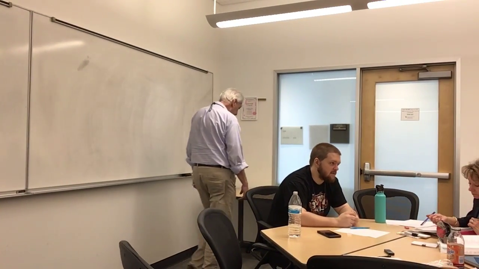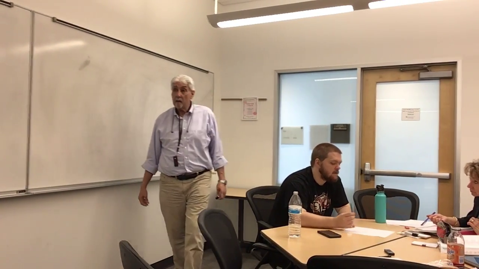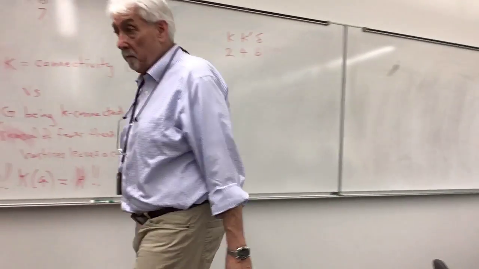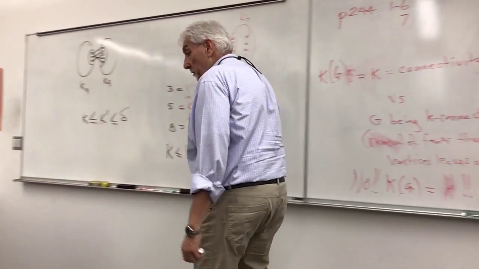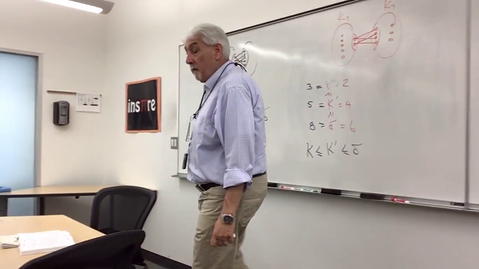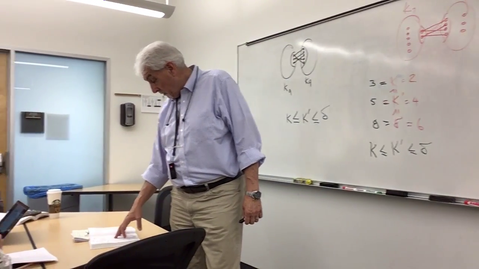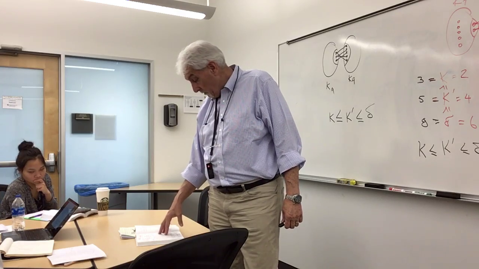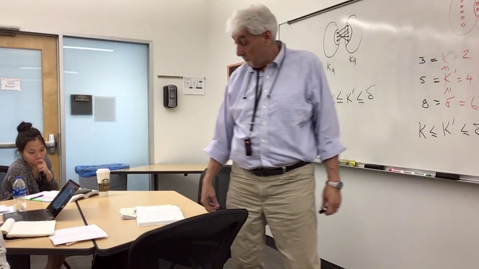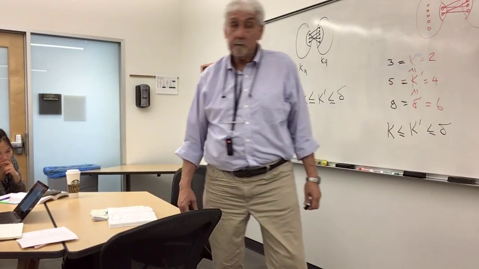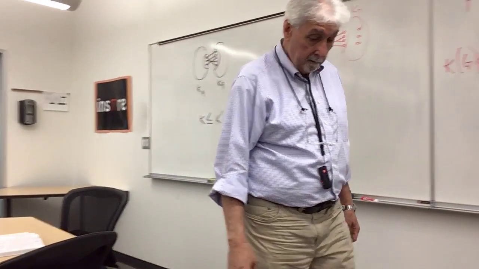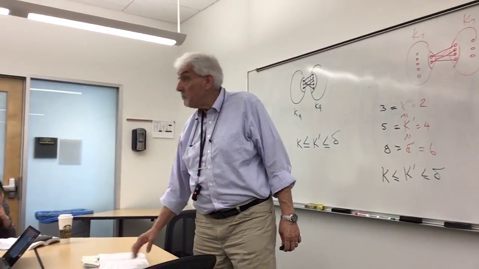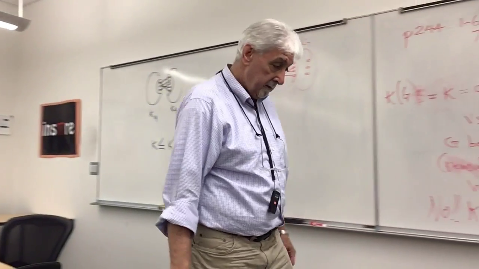We've got possibilities. Kappa can be 0, 1, 2, or 3. Okay, so if it's 0, then the graph is disconnected, and kappa prime is also 0. If it's 3, then kappa prime has to be 3 because it has to be sandwiched in between that and the minimum degree. So then they're equal. So I just have 1 and 2 left. Okay, and I'll do proof by picture.